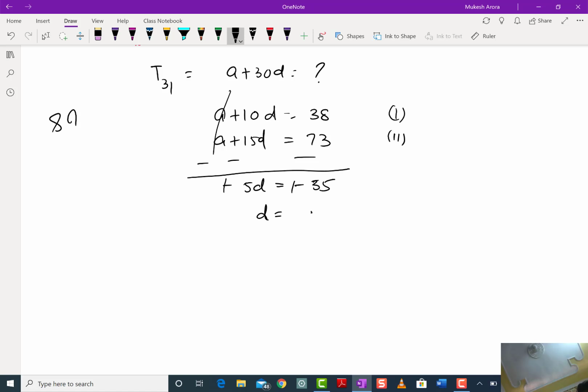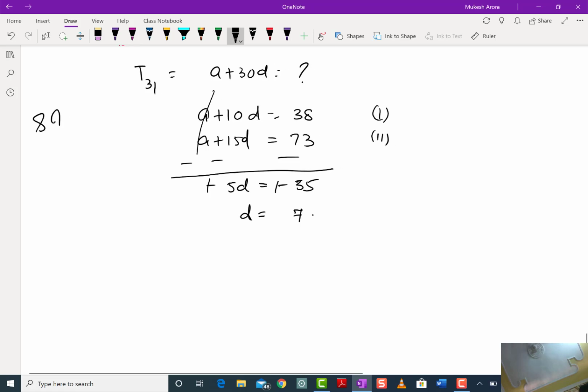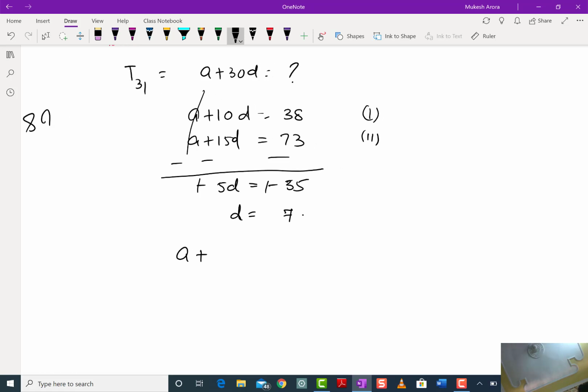D is equal to 7. So A plus 10D is equal to 38. A plus 10 into 7 is equal to 38. A is equal to 38 minus 70, which will be minus 32.